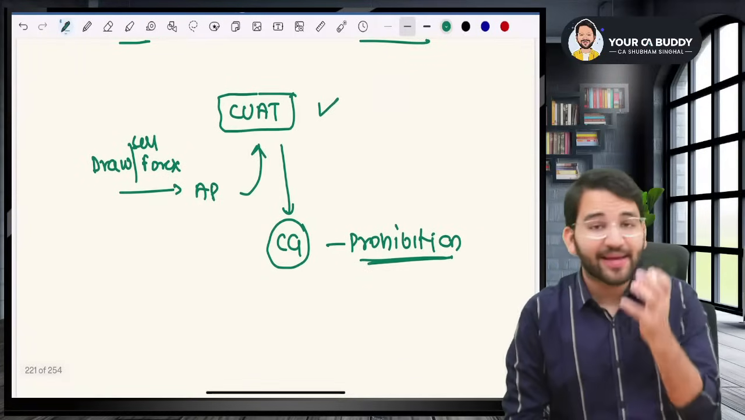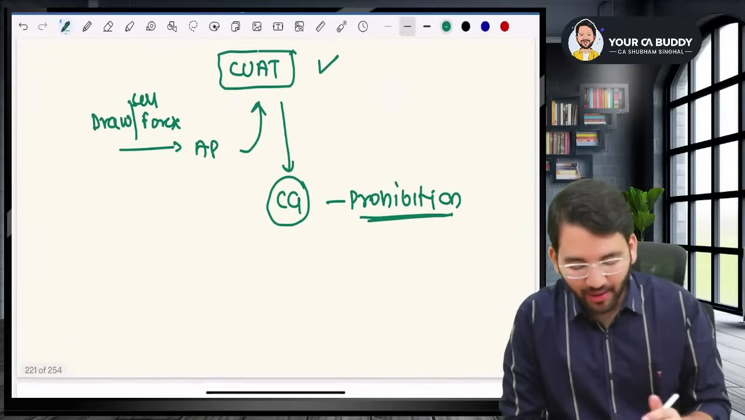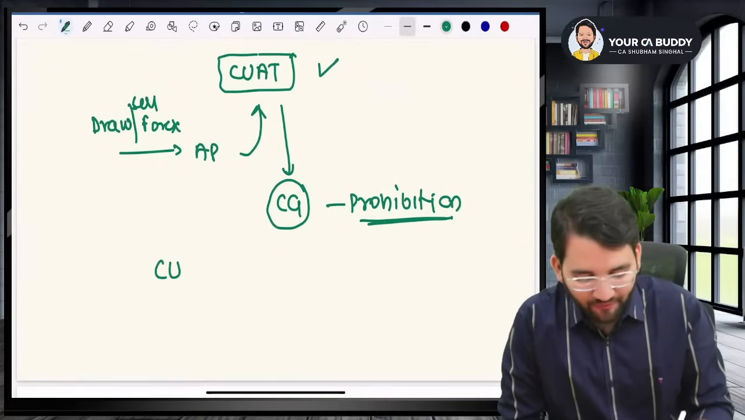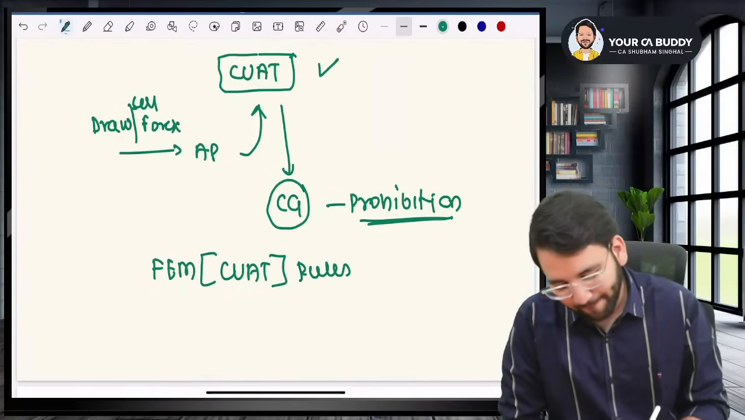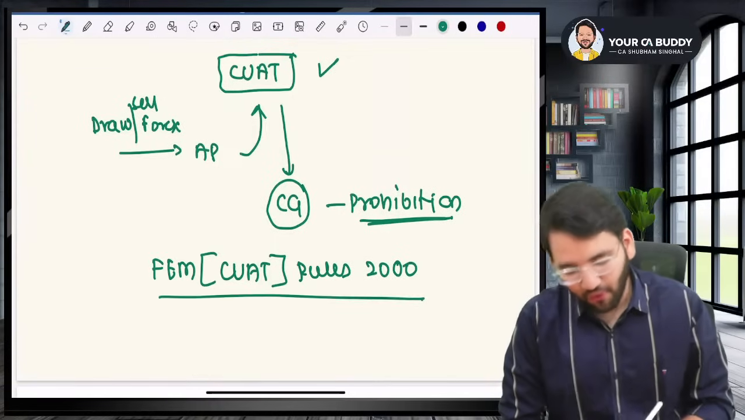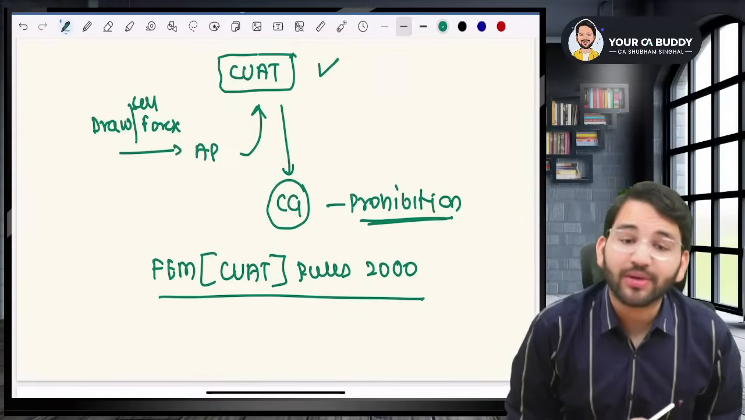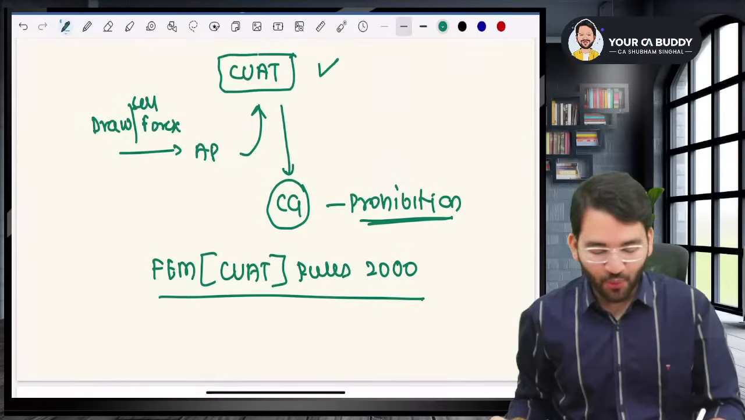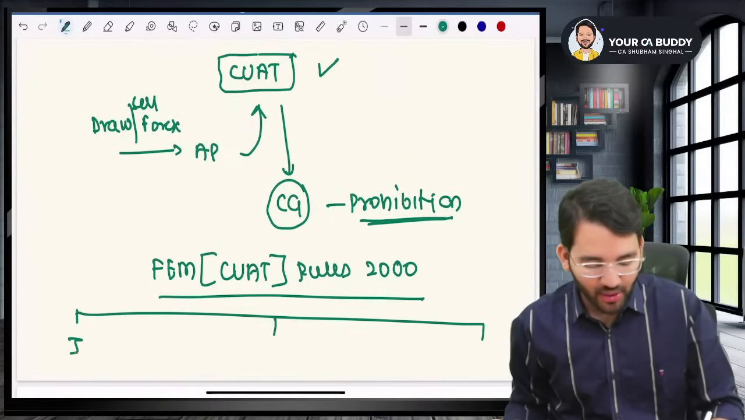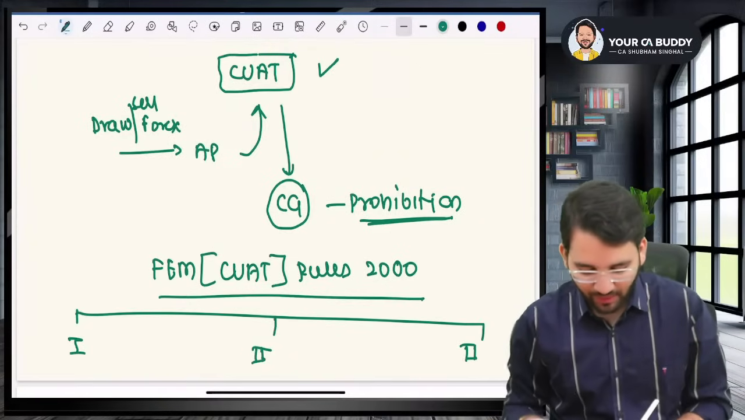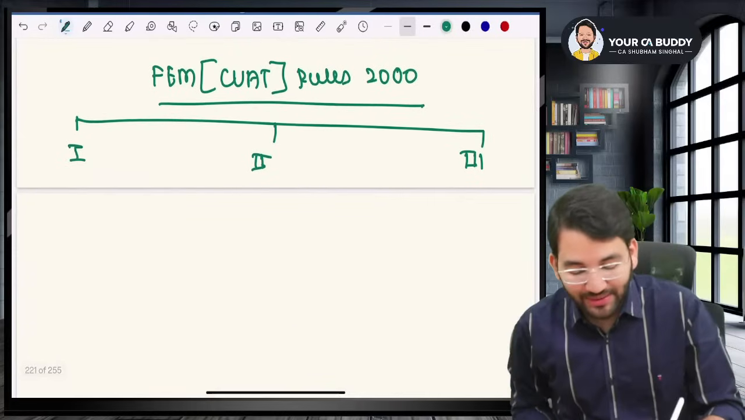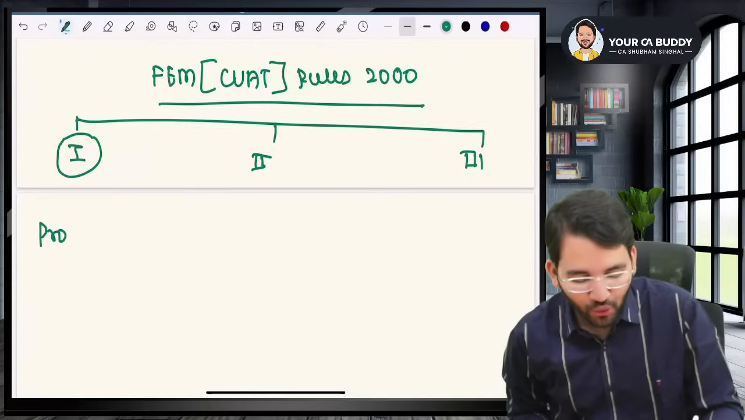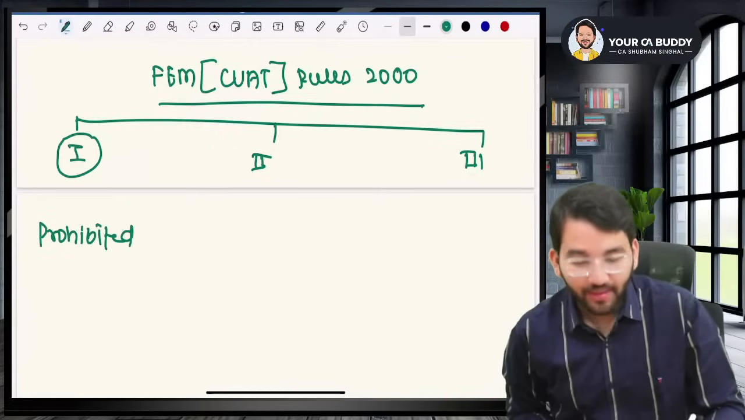And the central government has used that power and made a rule called the Foreign Exchange Management Current Account Transaction Rules, 2000. They have made rules in which there are basically three schedules: Schedule 1, Schedule 2, Schedule 3. You need to understand Schedule 1, Schedule 2, Schedule 3. Schedule 1 talks about transactions which are prohibited. That is, you cannot do it.